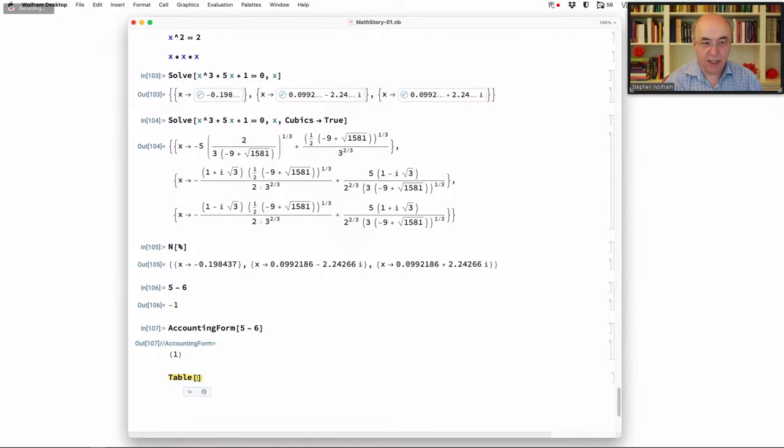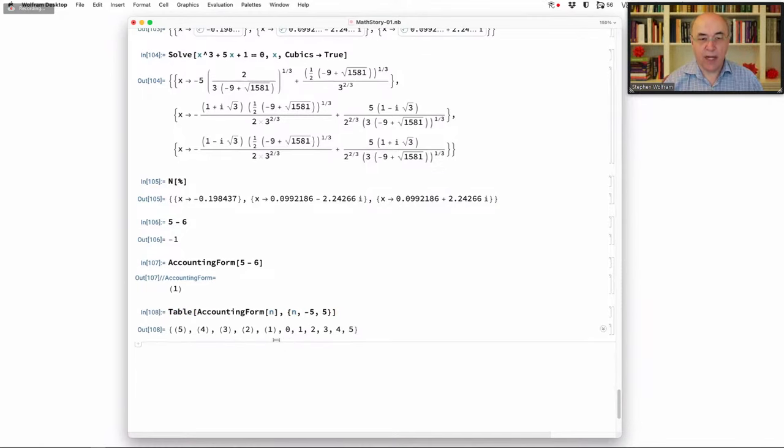So if we were to make a table of numbers, n from minus 5 to 5, that's the way one would typically write out a negative number in accounting form. Perhaps not so much very recently, but that's the typical convention in accounting. I don't know whether Luca Pacioli used that convention. Wouldn't be surprised if he did.